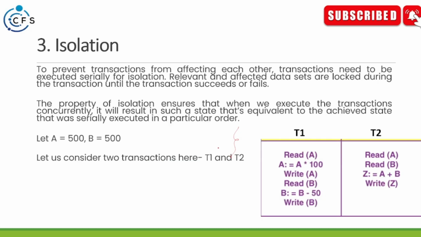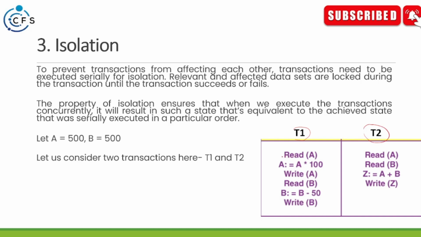Now let's move to the next, isolation. Isolation is basically to prevent transactions from affecting each other. Transactions need to be executed serially for isolation. Relevant and affected data sets are locked during the transaction until the transaction succeeds or fails. Let's see another example of one transaction that is known as T1, and another transaction that is known as T2.